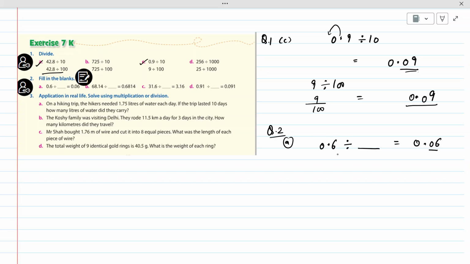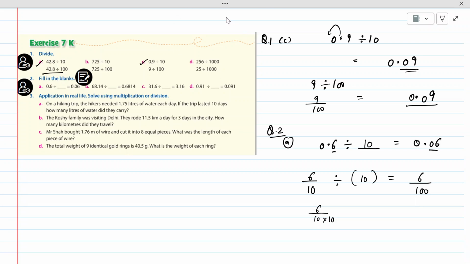That means the decimal is shifting one place on the left, because 0.6 was already there. Now it is moving one place on the left. That means we are dividing this with 10. Okay, if you want to check, we can do this. 0.6 can be written as 6/10. We have to divide it with something so that we will get 6/100 here. So that means we have to divide it with what? We have to divide this with 10. If we are dividing this with 10, we will get 6/10 and then one more 10, 6/100, which will be equal.